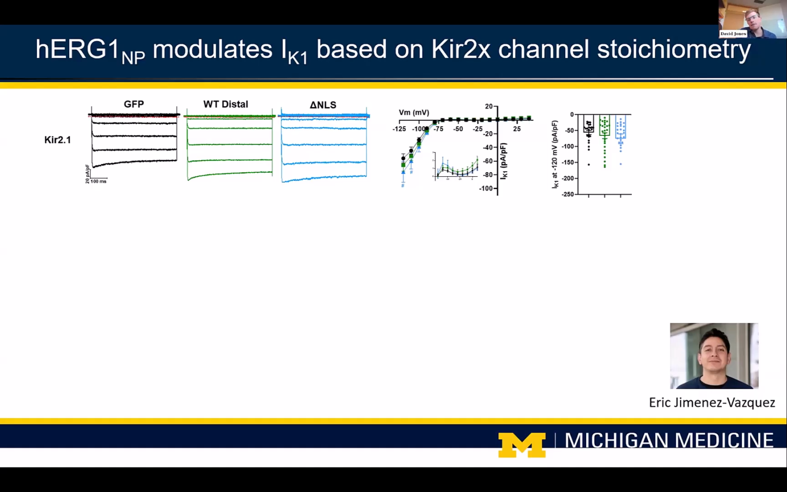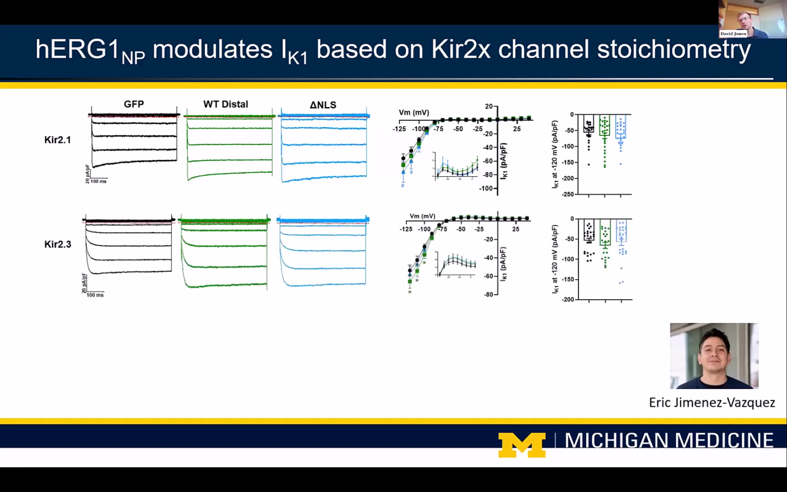And so he started this project with a very simple premise, much like what we did with hERG1A in HEK cells. He used HEK cells stably expressing inward rectifiers. So he started with Kir2.1. He's got GFP here. He's got wild type distal and then the delta NLS. He expresses them together and not the biggest effect. It looks like maybe the delta NLS is actually increasing the inward currents here, but not really sure.